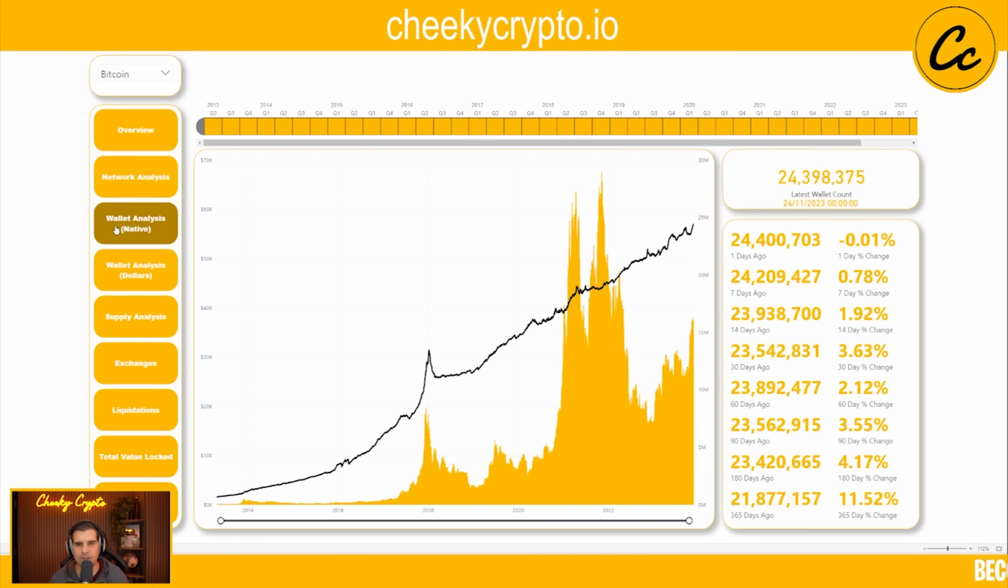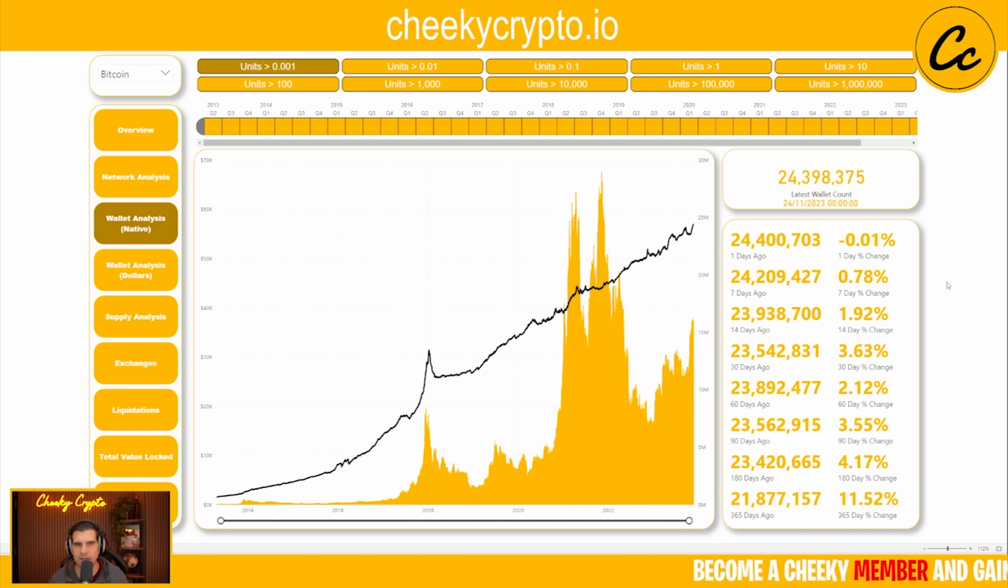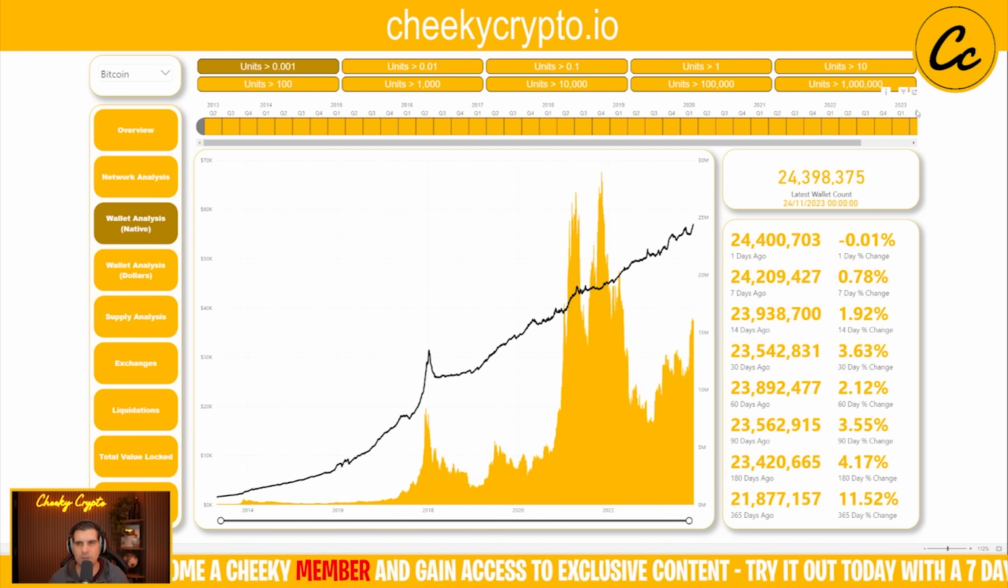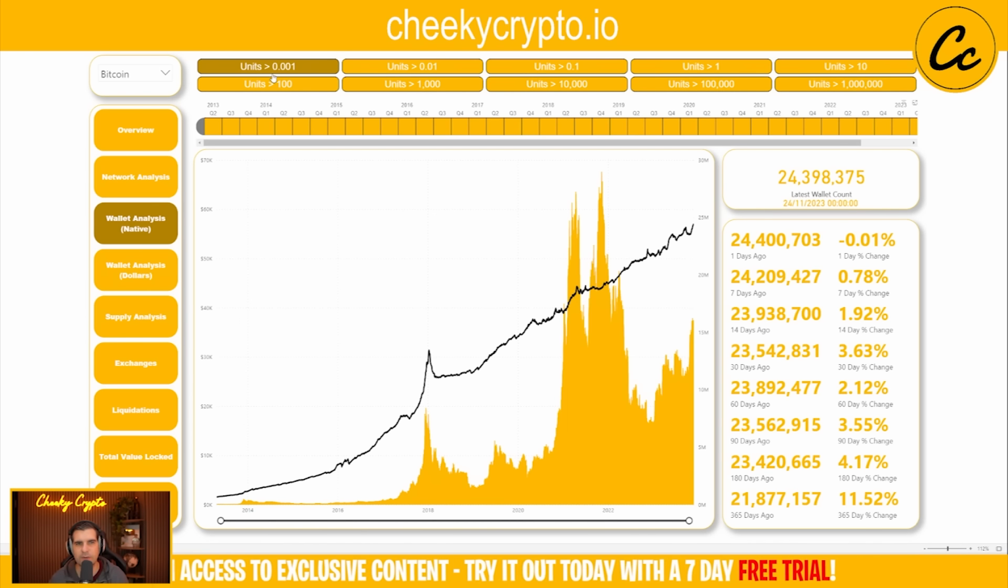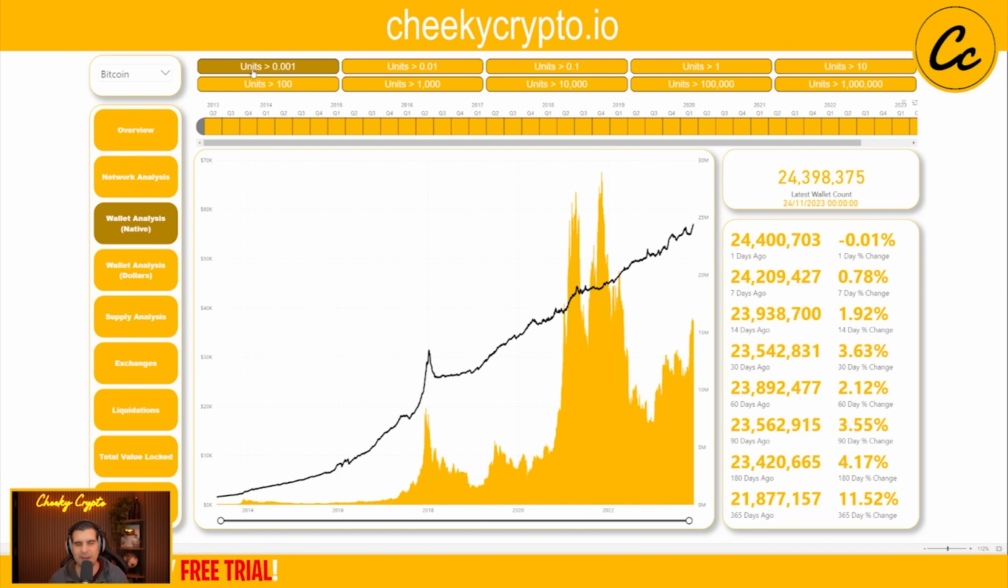As we come over to the wallets, this is where things get really interesting. So this particular piece of analysis here, we have different wallet sizes, and the size of the wallet depends on how much Bitcoin you have in them. Let me get this really clear for everyone. It's the number of wallets that have more than 0.001 Bitcoin. I really did mess that up, but there you go. Basically, if you've got more than 0.001 Bitcoin in your wallet, then you're counted here. And you can see the line graph increasing as more and more wallets start to get created with more than 0.001 Bitcoin.